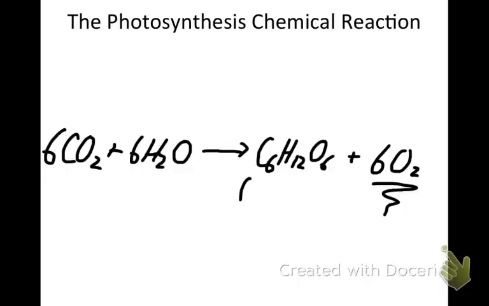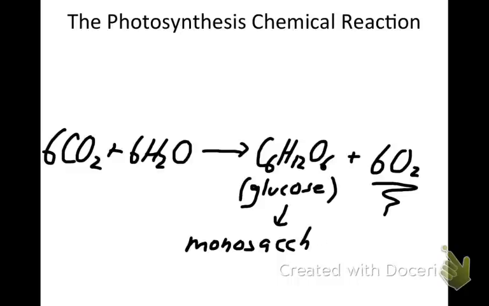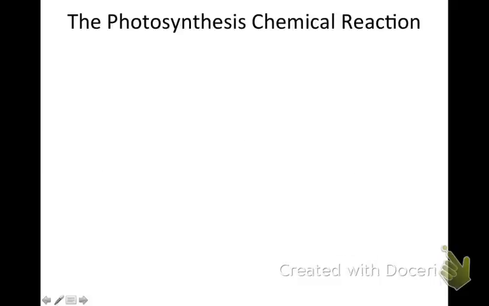So just for reference, C6H12O6, I'm going to write here, is glucose. And some of you may remember that glucose is a monosaccharide, which is a monomer of polysaccharides. Okay, so let's go over that in a bit more detail now.